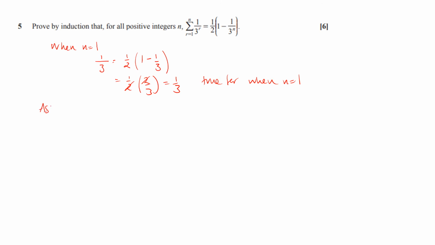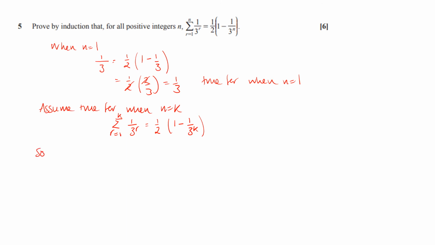So we're going to assume now true for when n is equal to k. So we've got here the sum from r is equal to 1 to some k of 1 over 3 to the r is equal to a half, 1 minus 1 over 3 to the k. So you've just substituted in that it's k terms along, and so all the n's have now become k's. So now we need to prove that it's going to be true for k plus 1.